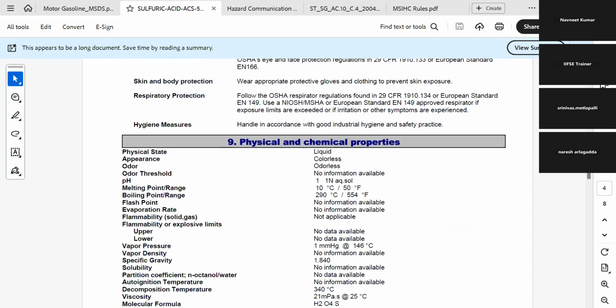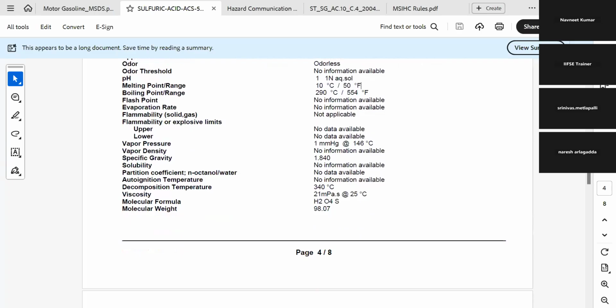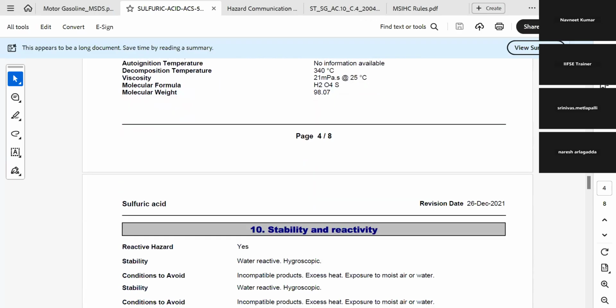Then physical and chemical properties. The physical state is liquid, appearance colorless, it is also odorless, and pH is 1, highly acidic in nature. These are the melting points, boiling points, etc. And some of the information is not available.